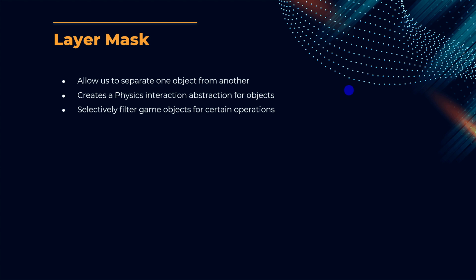So a layer mask allows us to have this convenience such that we can tell the program this is the ground, you're standing on the ground. So it allows us to separate one object from another, and it allows us to create a physics interaction abstraction for objects, and it also allows us to selectively filter game objects for certain operations only.